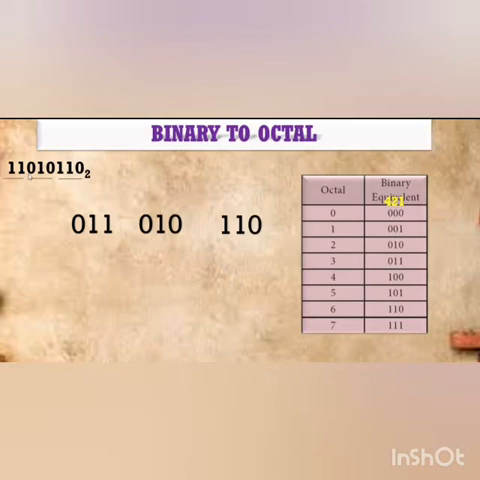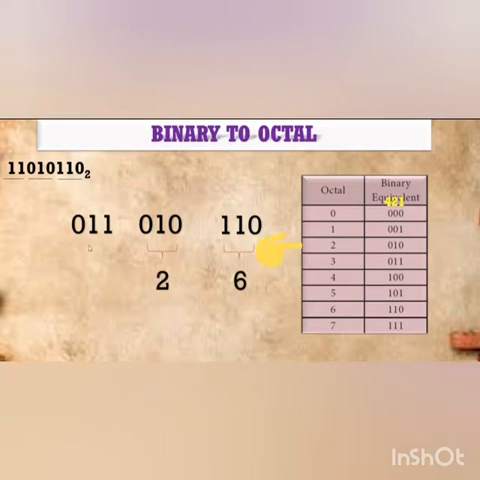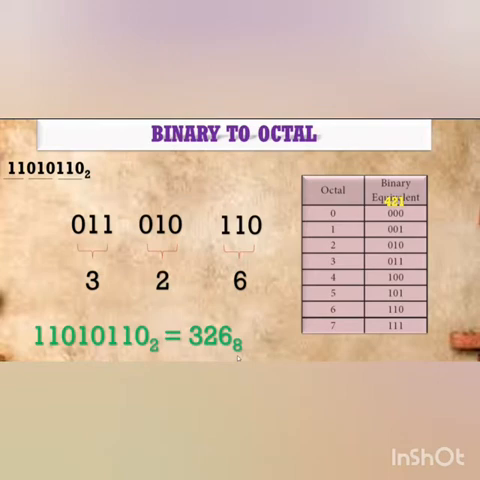The first group is 110. Using the tabular column you just saw, the equivalent octal number of 110 is 6. The next group is 010, whose equivalent octal number is 2. Then 011's equivalent octal number is 3. So using this tabular column we can easily write the answer. The final answer is 326. We have to write base 8 because we have converted the binary number to an octal number. So we write 326 base 8.